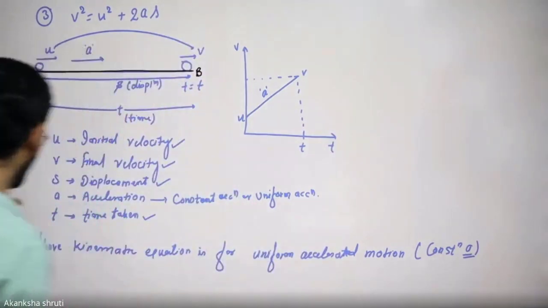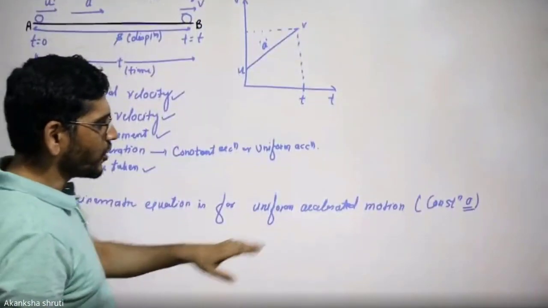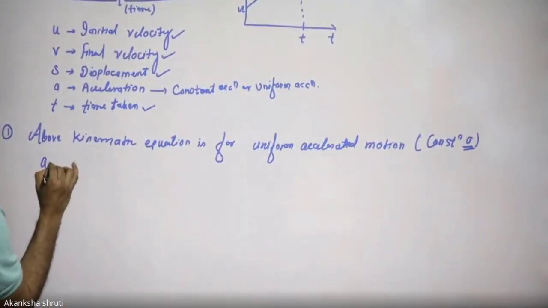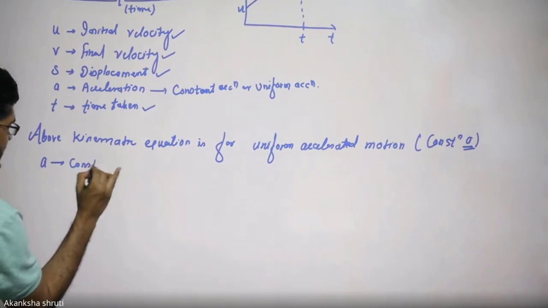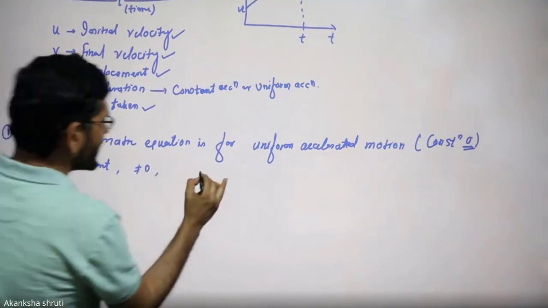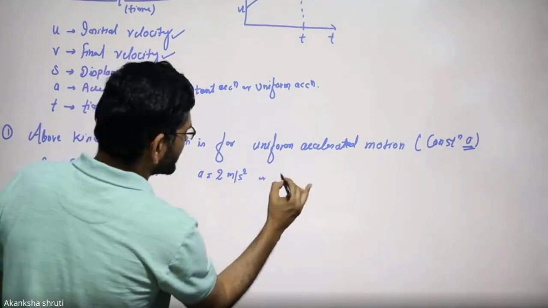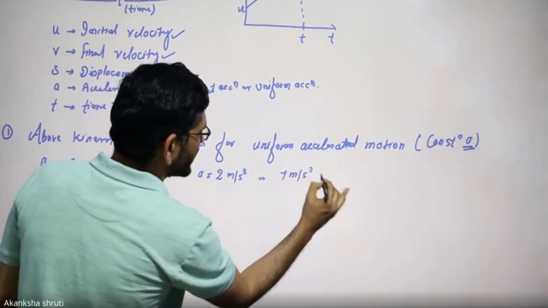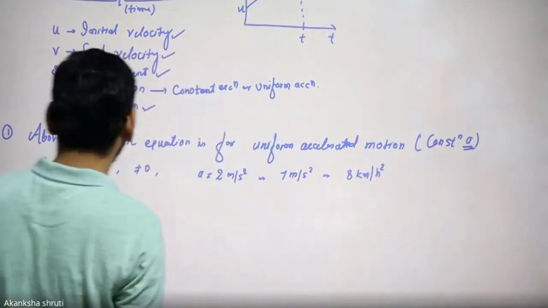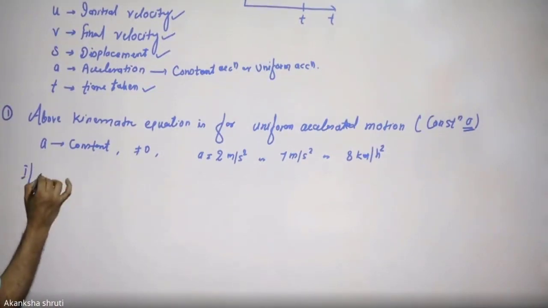So the very first thing is these three can be applied only for constant acceleration. Keep in mind, here a must be constant, and most commonly it is not equal to 0. a may be any value, 2 meters per second square or 7 meters per second square, or even a few kilometers per hour square, in any suitable unit.